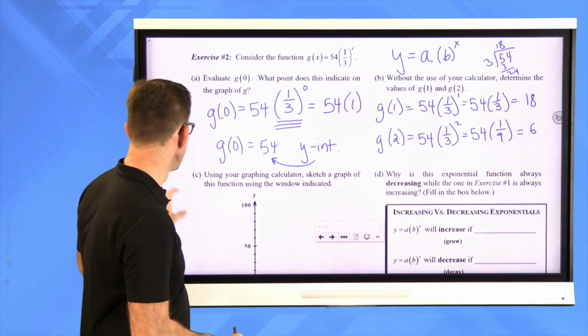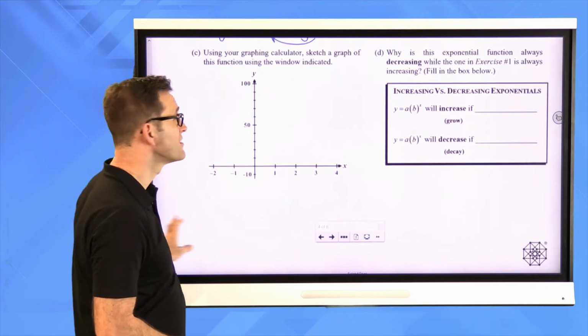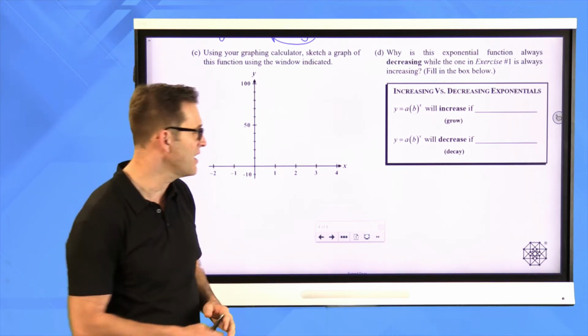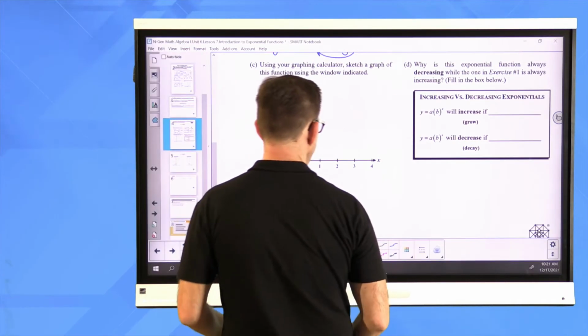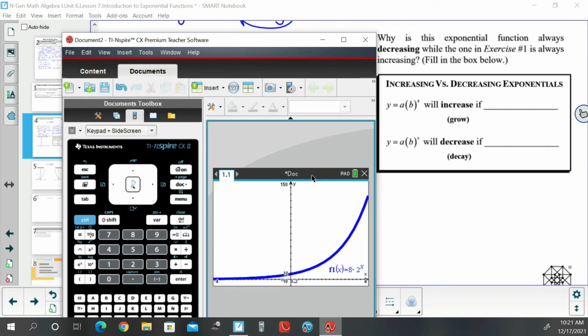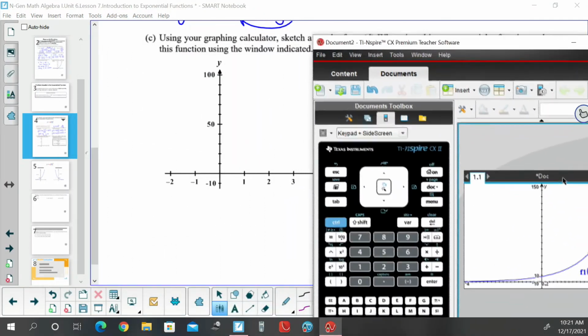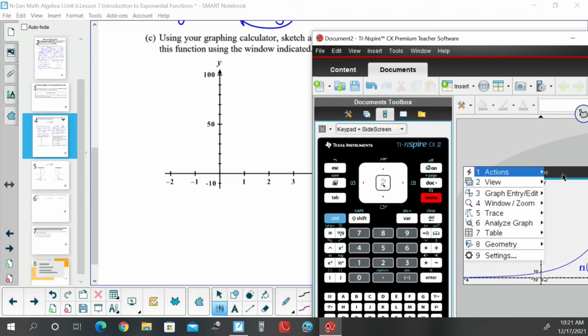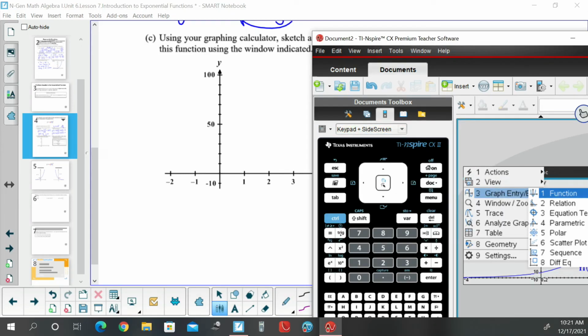All right. Now, just like before, I'd like to get a sketch of this thing. I want to see what this exponential function looks like. So let me bring out the calculator again. We'll move it over here. I'm going to go into Menu, Graph Entry Edit, Function.